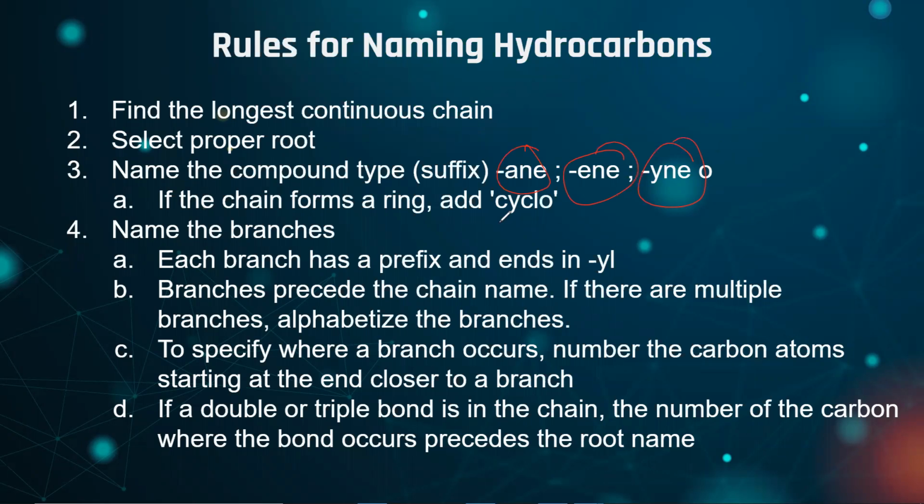If it's in a ring, you're going to add cyclo to the beginning. So if we have hexane, that's 1, 2, 3, 4, 5, 6, that's hexane. But if it looks like this in a ring shape, that would be cyclohexane because it's formed a ring. If there's a branch coming off of the main chain, then that branch has a suffix of "-yl". So this is a methyl branch. If it was 2 carbons, it would be ethyl with a "-yl". You're going to alphabetize those branches and you're going to specify where that branch takes place. So if it came off of carbon number 2, you would write 2-methyl. If it came off of the 4th one, you would write 4-methyl, and so on and so forth. Okay.